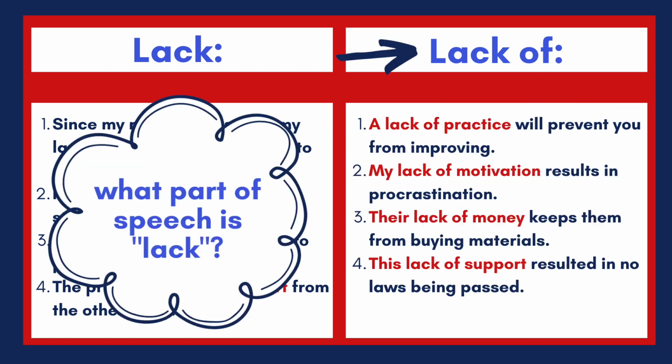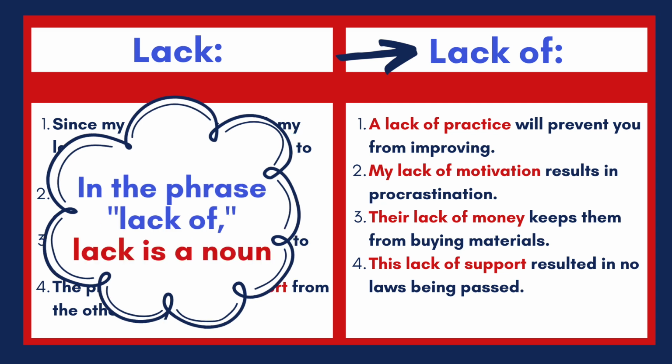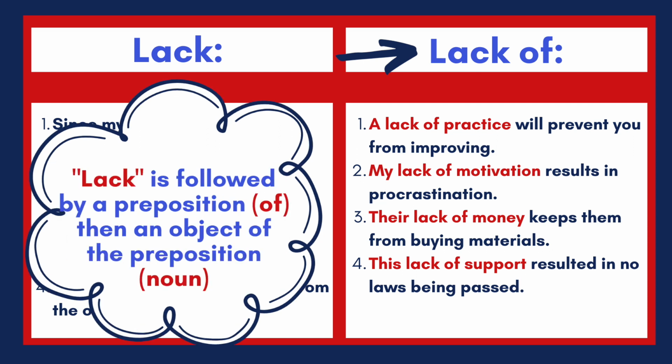But let's take a look at lack of. In our examples, what word form, what part of speech is lack? If you said a noun, then you are correct. When you use lack of, you are using lack as a noun. So in our examples, the word lack is a noun, and it is followed by the preposition of. And then of is followed by another noun, and that is the object of the preposition. So looking again at our examples, we have a lack of practice, my lack of motivation, their lack of money, and this lack of support.